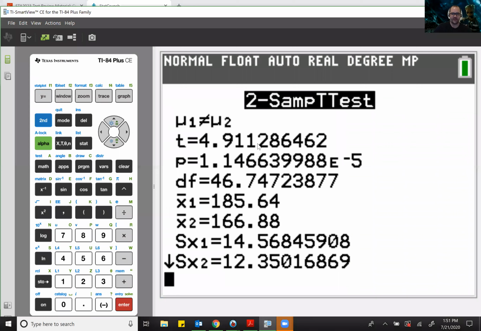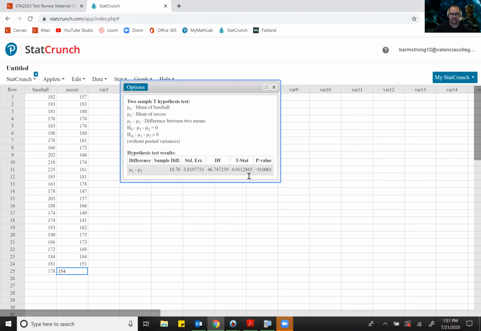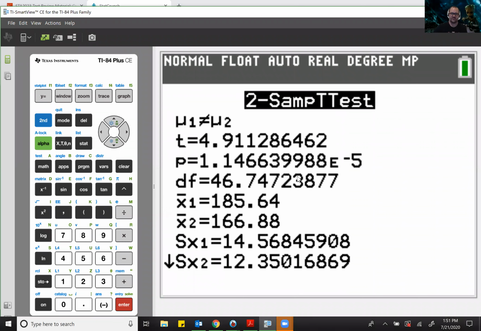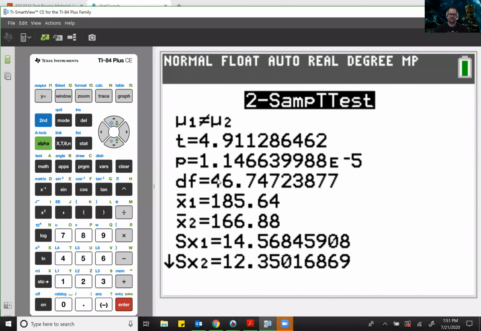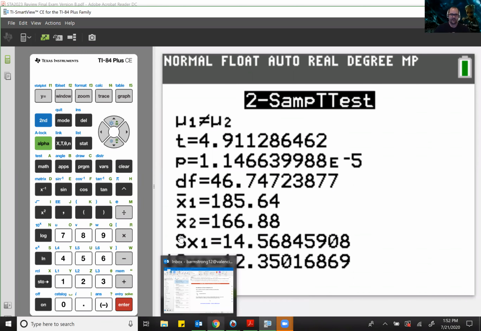So 4.912864, 4.912865, which is about right because the 6 says, hey, round up. So yeah, that's good. And this is a very small number, which over here, yep, that matches. If we look at some other things, degrees of freedom is 46.74, and checking this one, 46.7. Yeah, that matches. So we're pretty good. The mean is 85.64. Let's just double check this. If these match, then I'm pretty sure I entered everything right.